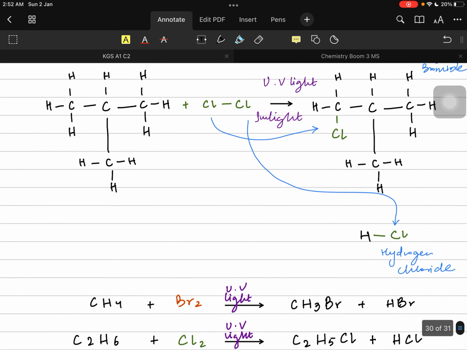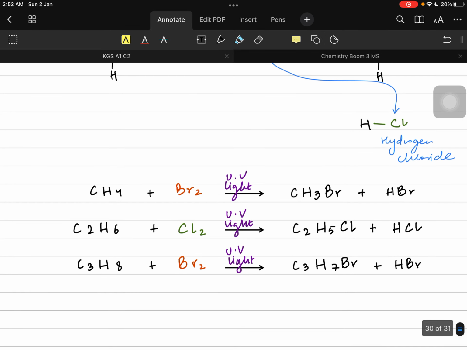We know what happens, we know how to write the equation as well. That UV light works as a catalyst. One of the halogen atoms takes the position of the hydrogen, the other accompanies the losing hydrogen.